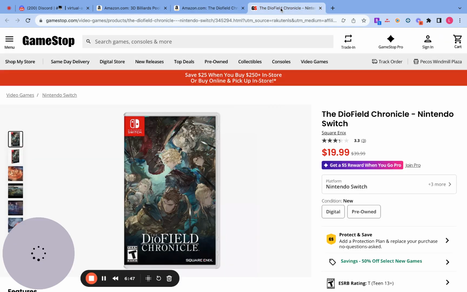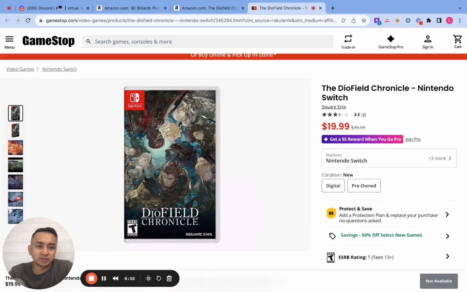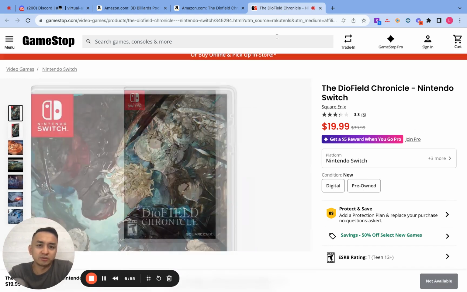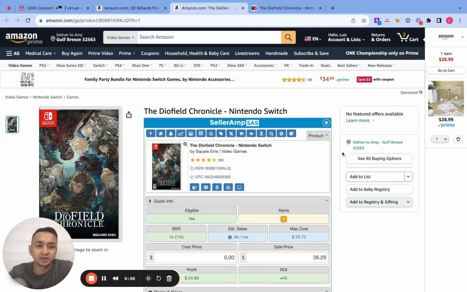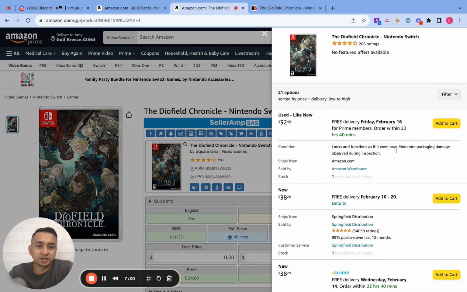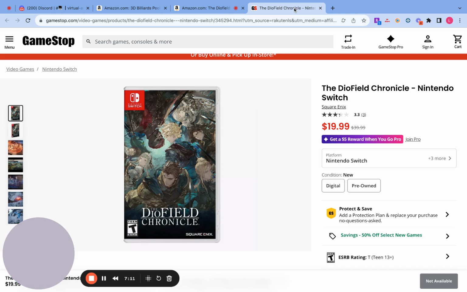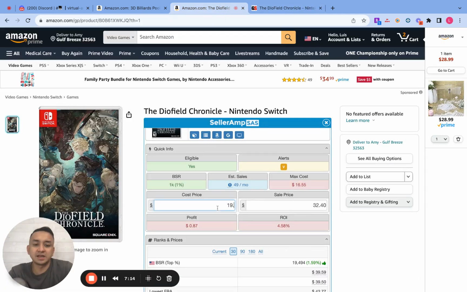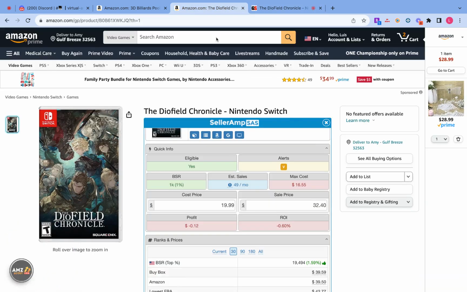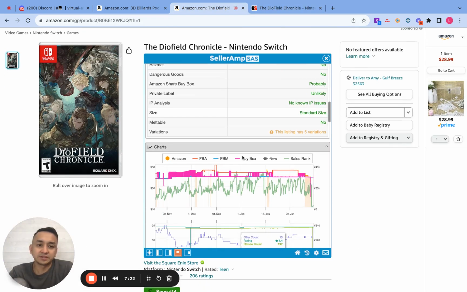Oh, darn. I closed the other one by accident. It's okay. We'll work with this one. This one is a Nintendo Switch game, pre-owned. So we're going to see how much it's priced pre-owned. So $32.40 is the used price. $19.99 is the sale price at GameStop for the Nintendo Switch. Okay, so let's look.